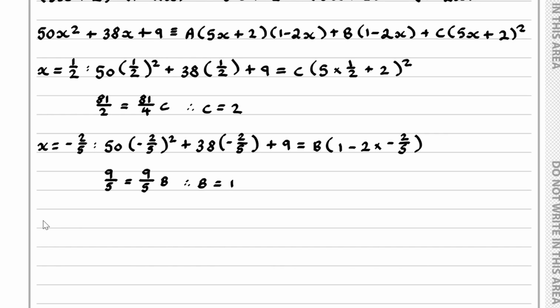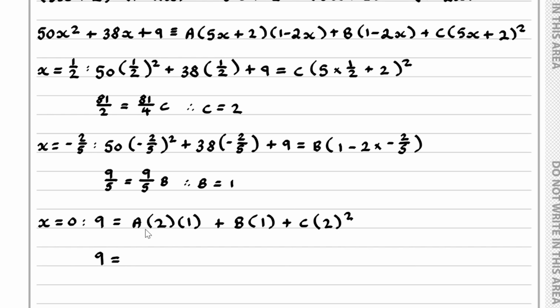Now, if we let x equal 0, say, on the left hand side we've got 9, and on the right hand side we've got a lots of 2 lots of 1 plus b lots of 1 plus c lots of 2 squared. 9 equals 2a plus b plus 4c.